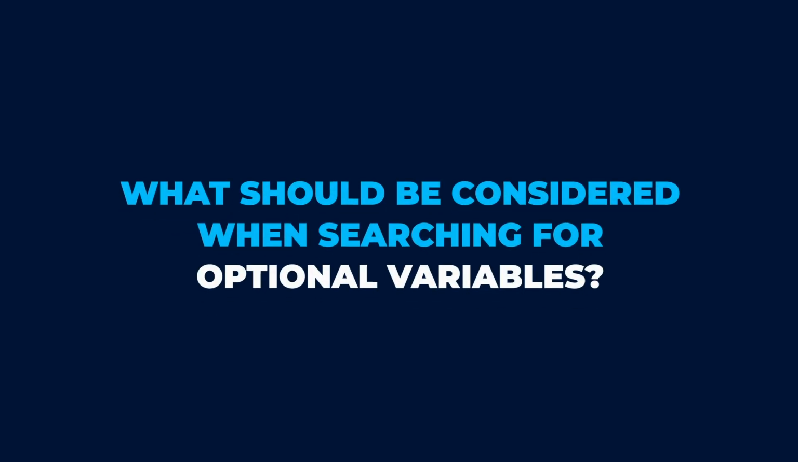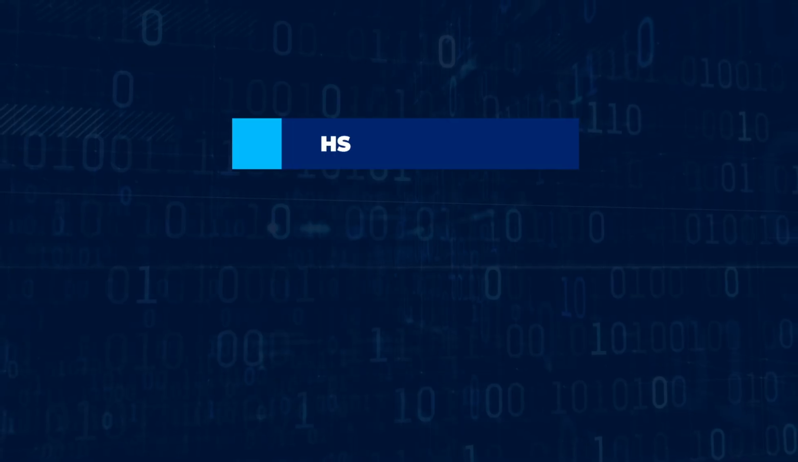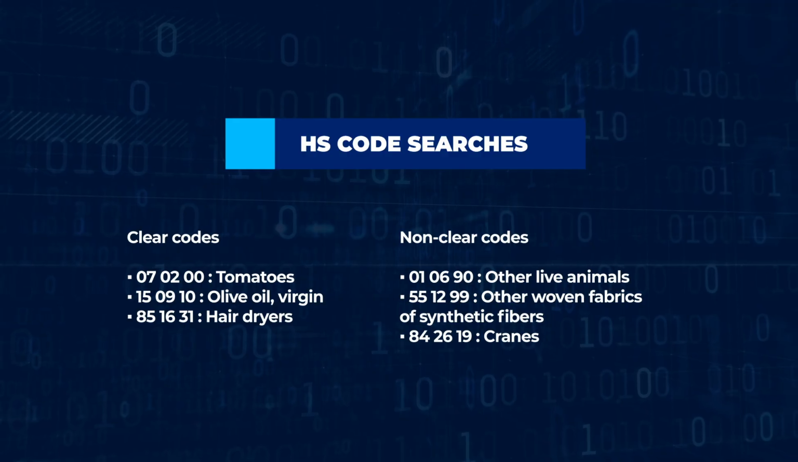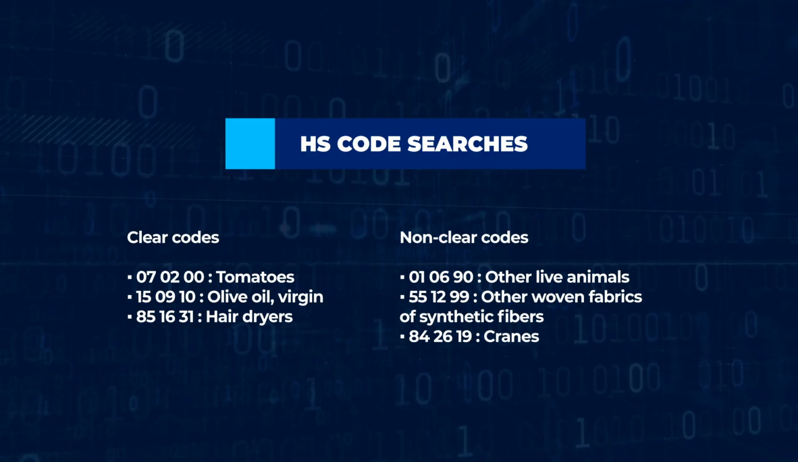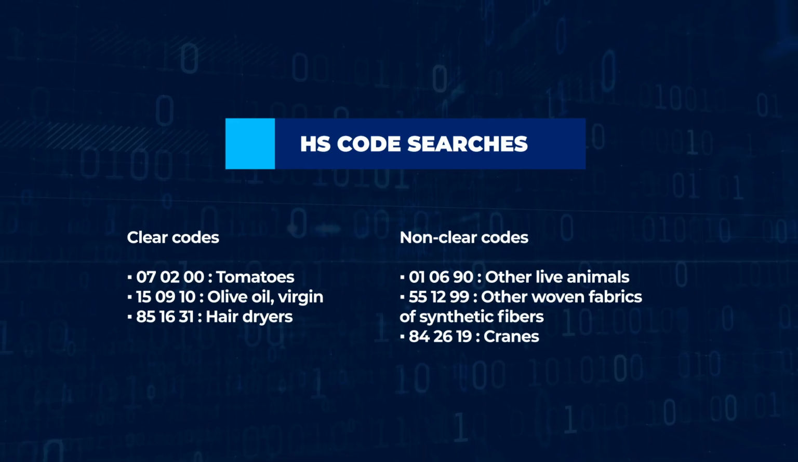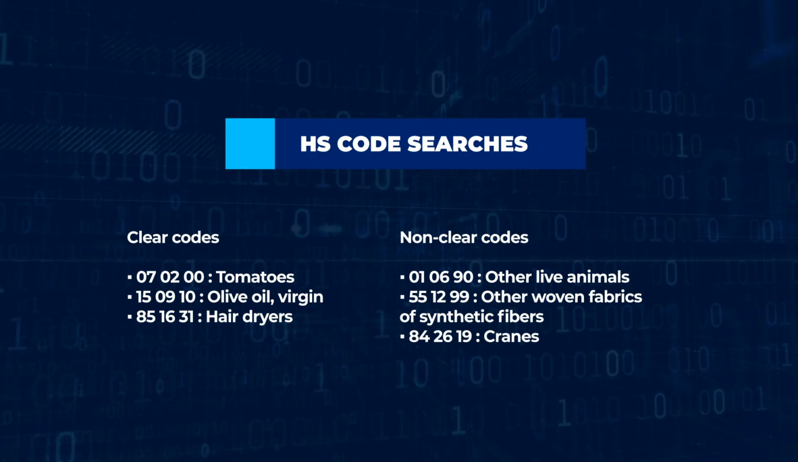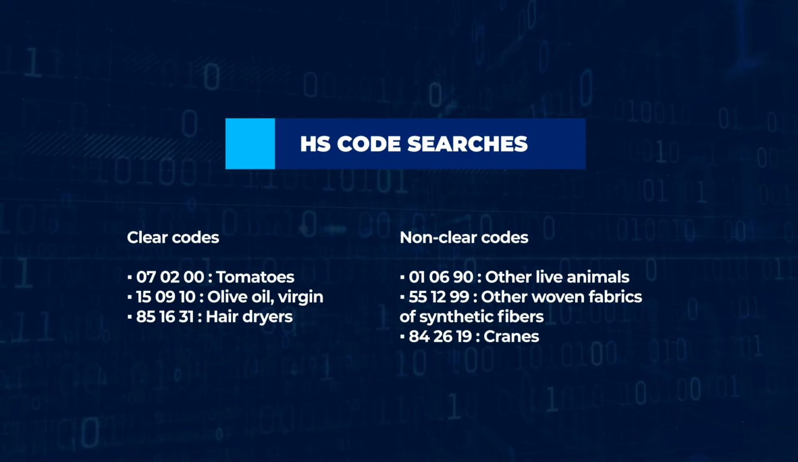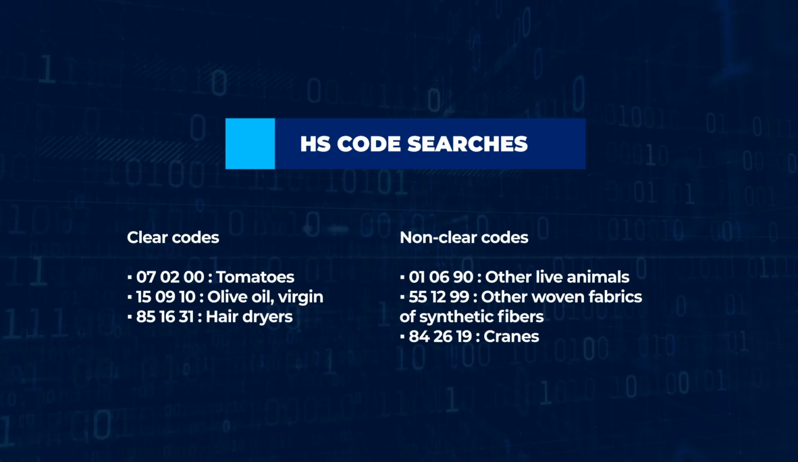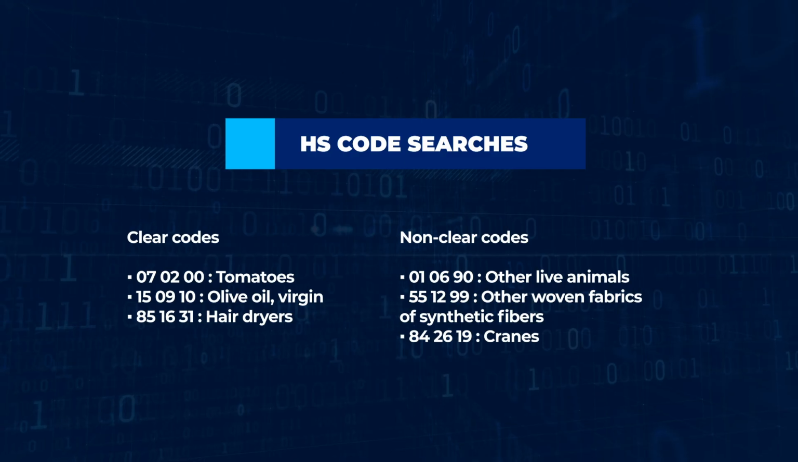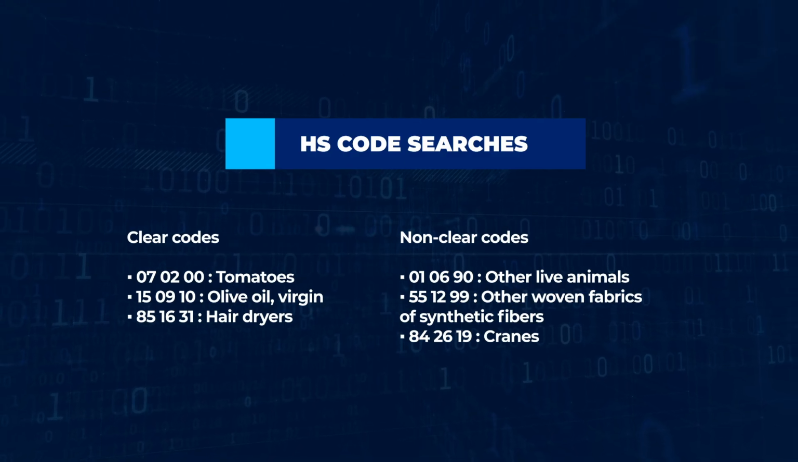So, what should be considered when searching for optional variables? As it is known, the first 6 digits of HS codes are common all over the world and represent the same product. Millions of products are classified under 6,000 6-digit HS codes. Therefore, some HS codes directly represent a commercial product, while others include many different products. If you're looking for an unclear 6-digit HS code, you better add another variable to get more effective and accurate results.